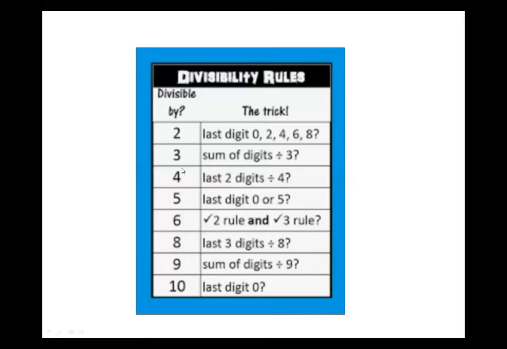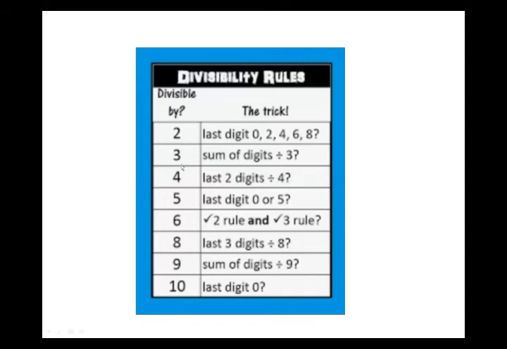Now we discuss the divisibility of 3. If we have any number and we have to find whether it is divisible by 3 or not, we apply the divisibility rule. Which rule? If the sum of the digits is divisible by 3, then we say that the actual number is also divisible by 3. Clear, students?